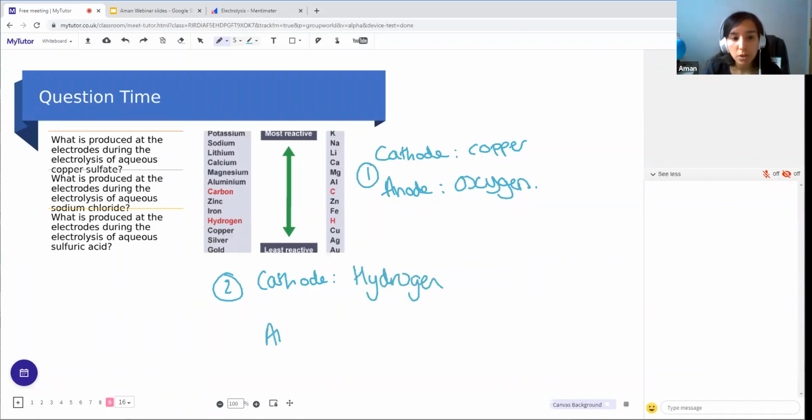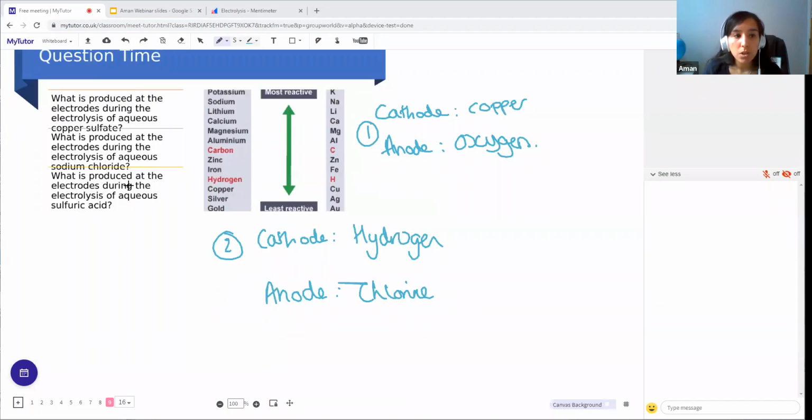Okay, what about the anode? What's going to be produced at the anode? We've got chloride ions there. It's not saying it's dilute, so we can assume chlorine. Good, well done. So chlorine gas usually, but again, you don't need to know the state. Chlorine, excellent. Any questions on those two? I will go back to the previous slide in just a second.